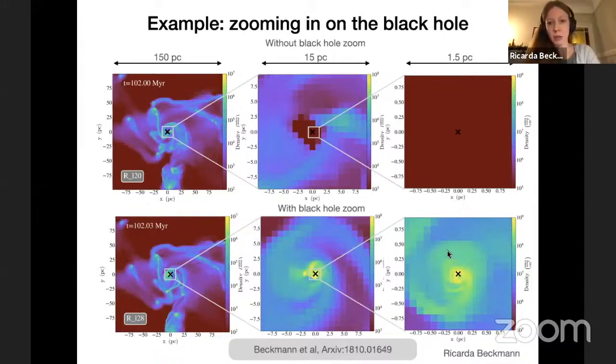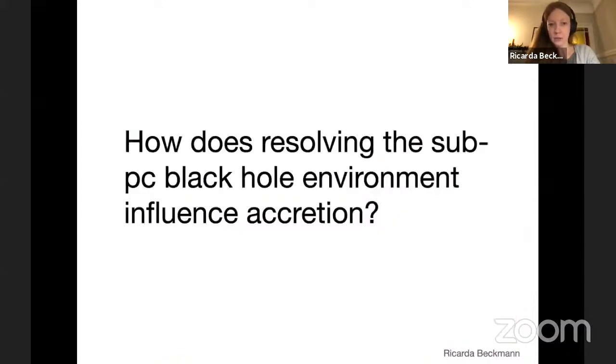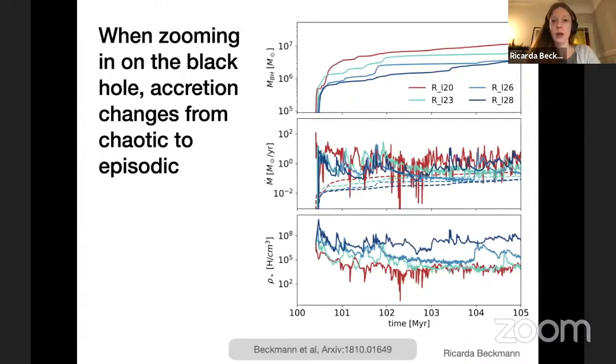And I want to show you today why it's so important that we study gas flows, not just on galactic scales, but actually on scales much closer to the black hole itself as well. So what I wanted to understand was, how does resolving the subparsec black hole environment influence accretion, particularly in the context of trying to grow the first supermassive black holes, which have to sustain these incredibly high accretion rates over time. So before I get all the way to the early universe, I want to show you a little test case first.